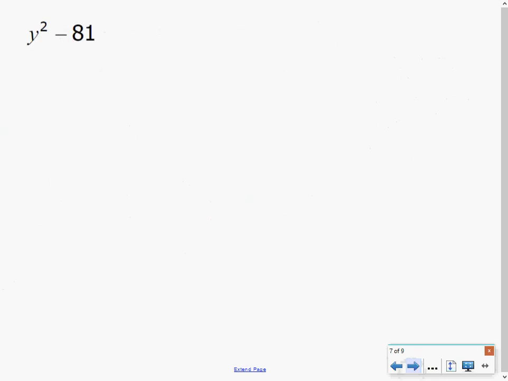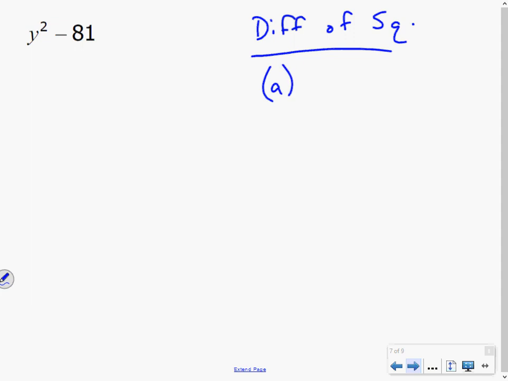The last type we're going to look at are differences of squares. These are very easy to factor if you recognize that's the kind of factoring that you're doing. Difference of squares has a formula. If you have something in the form a squared minus b squared, it factors into a plus b times a minus b.